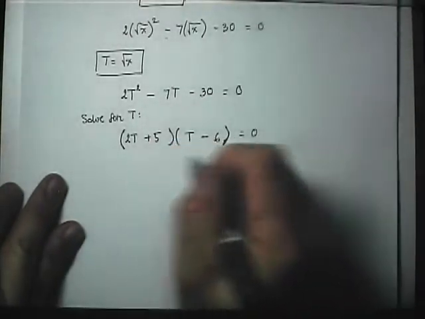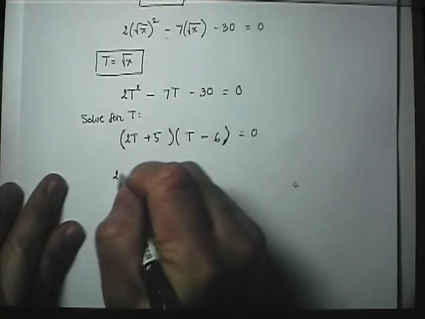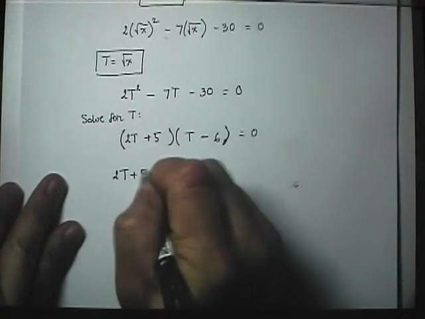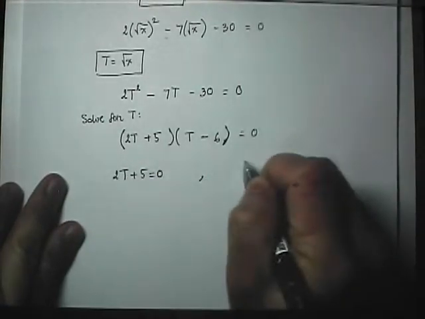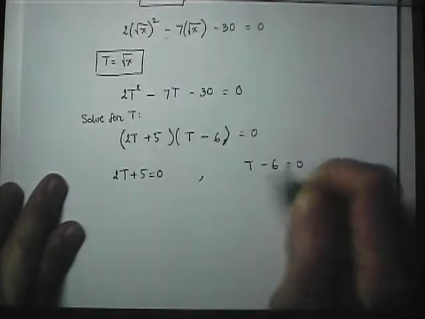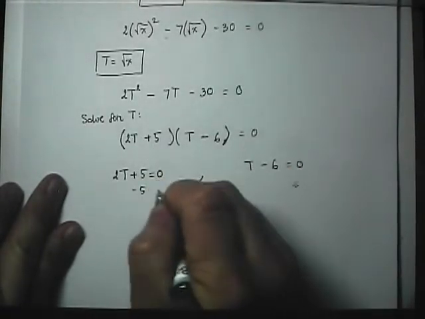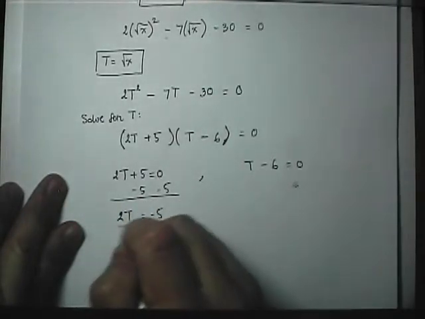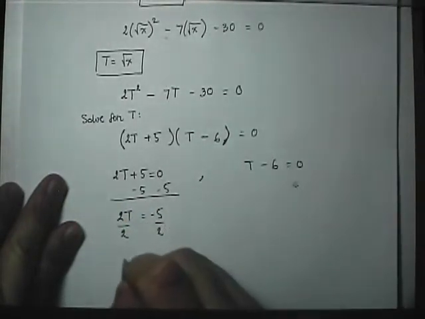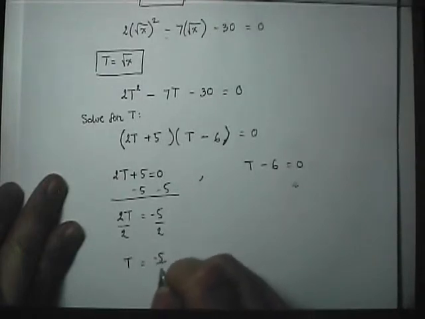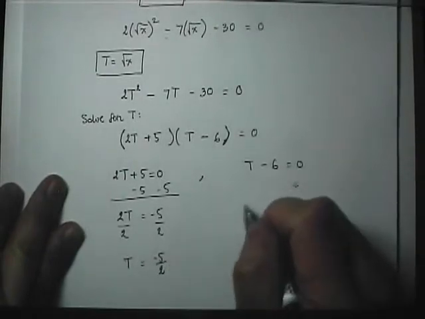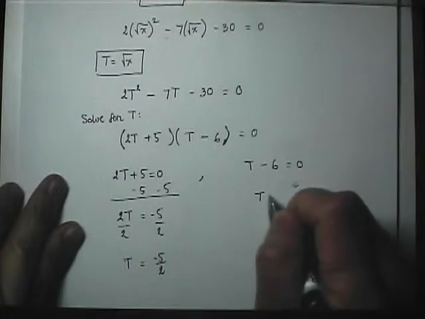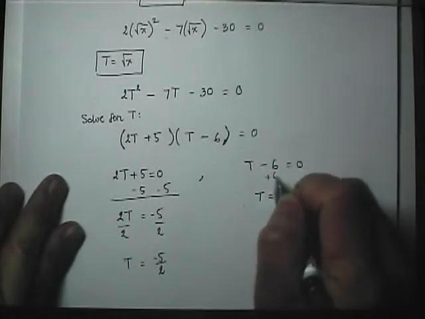Then immediately you produce 2t plus 5 equals 0, and the other equation, t minus 6 equals 0. Subtracting 5 from both sides and dividing both sides by 2 gives me t equals negative 5 halves. And my other t value is simply t equals 6, as I added 6 to both sides of the equation.